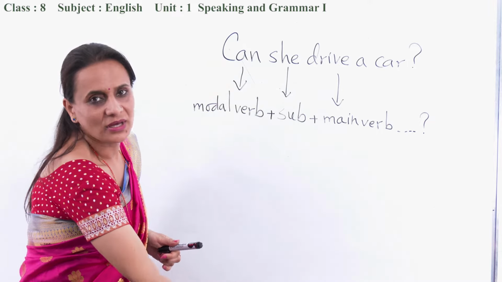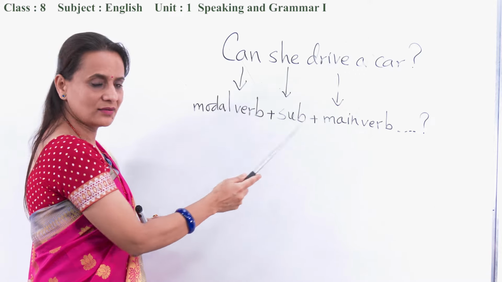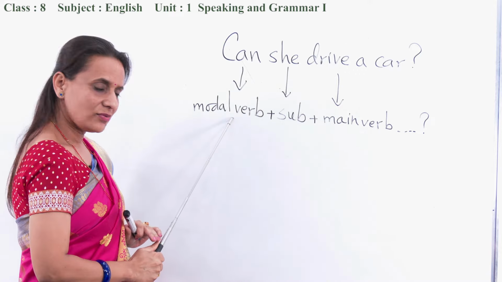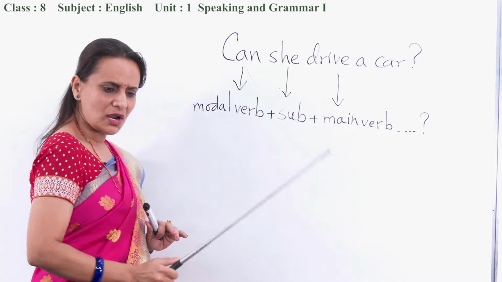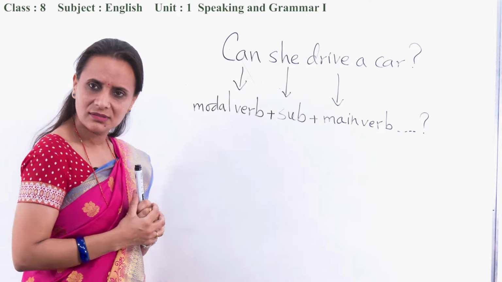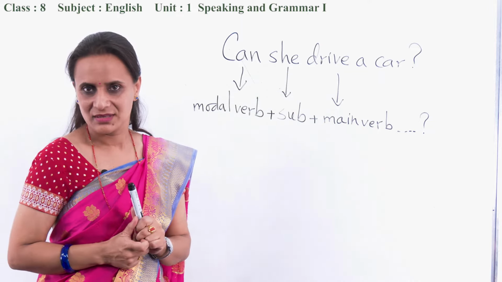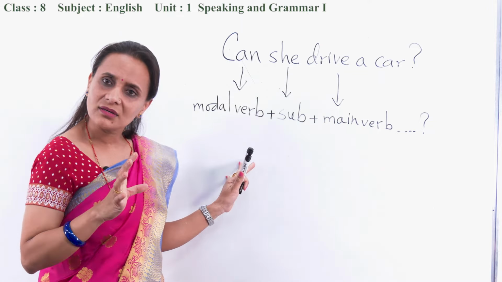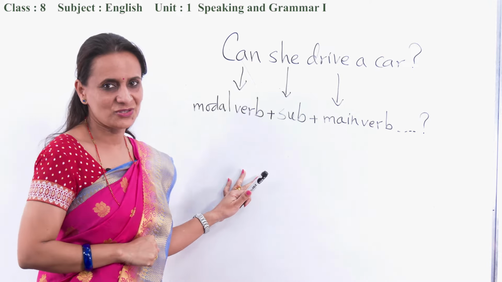Now, my dear students, see here. Can she drive a car? There is the modal verb, subject, main verb, and the question mark. So, what type of sentence is it? Very good. Yes, no questions. And the answer comes in whether yes or no. Very good, my dear students.